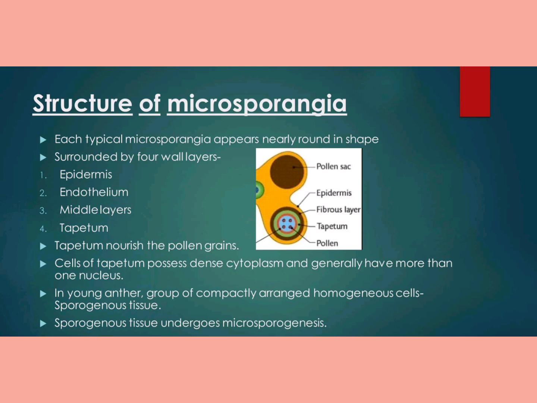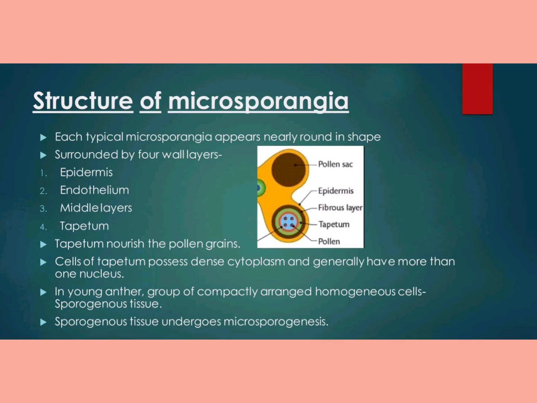The innermost layer is tapetum, which forms the basic structure of the microsporangia. It nourishes the pollen grain. Cells of tapetum possess dense cytoplasm and generally have more than one nucleus. In young anther, group of compactly arranged homogeneous cells are known as sporogenous tissue. Each cell will undergo microsporogenesis and form the microspores.